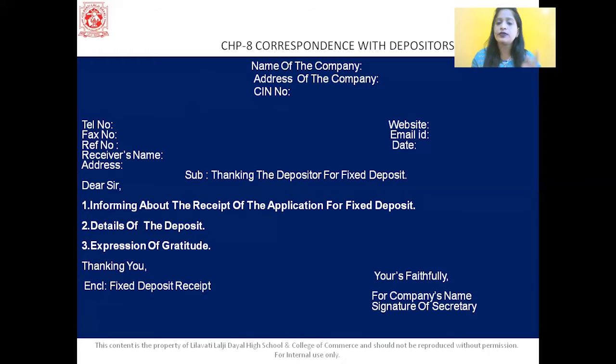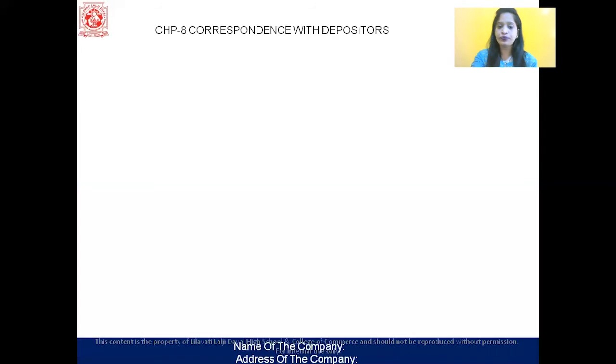So the entire letter in 3 lines. First paragraph, the secretary talks about the receipt of the application and is also thanking the depositor for depositing the said amount into their company. Second, details of deposit, where you have 5 columns to remember. Last one is expression of gratitude by the secretary on behalf of the board of directors. So with this, we have done with the first letter.